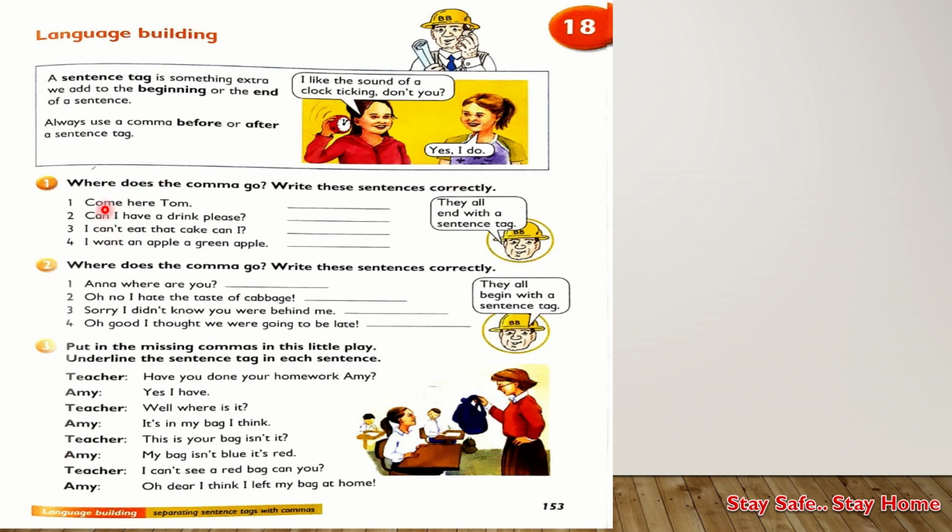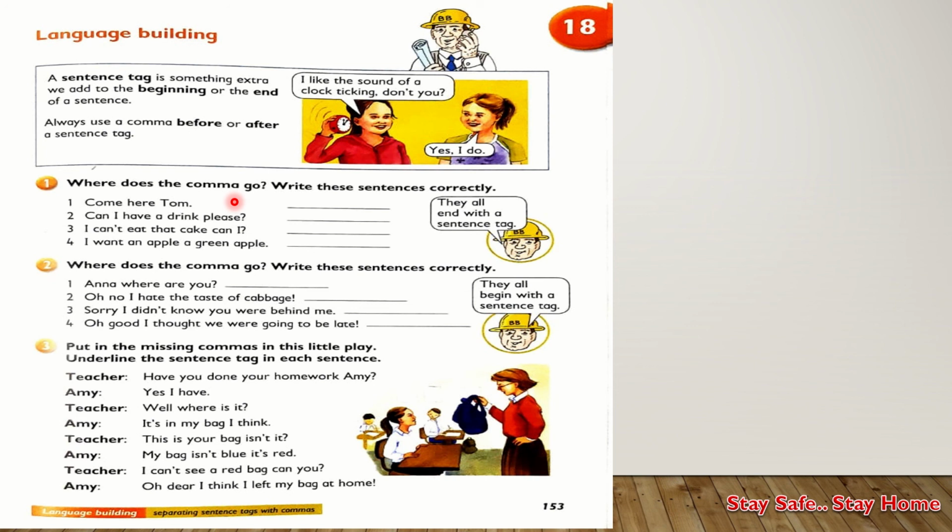Look at exercise number one. Where does the comma go? Write these sentences correctly. Guys, to do this, we need to look for the sentence tag. When we find the sentence tag, if it's in the end of the sentence, we put the comma before it. If it's in the beginning of the sentence, we put the comma after it.